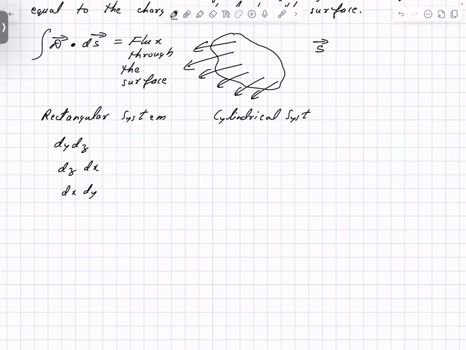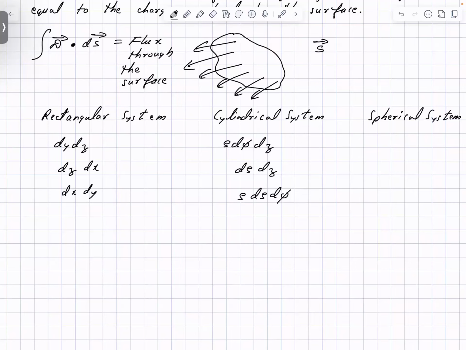And if we move to the cylindrical system, this one you will see in the formula sheet. What we had was rho d phi dz, and then we had d rho dz, and rho d phi d rho. Similarly, in the spherical system, we have three differential surfaces, and these are all scalar surfaces.